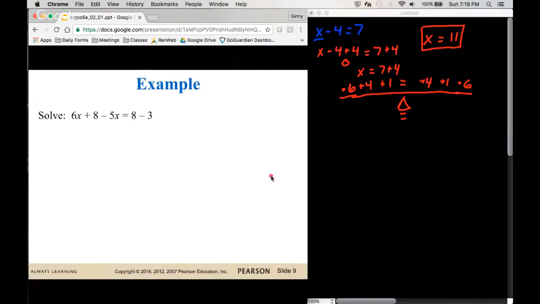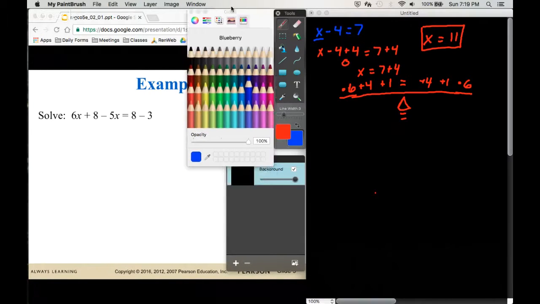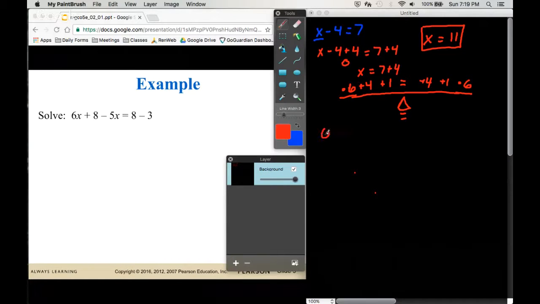So, simplifying equations. Whenever we see simplifying equations, you guys know what that means. It pretty much just means to solve it. So in this example, you have 6x plus 8 minus 5x equals 8 minus 3.